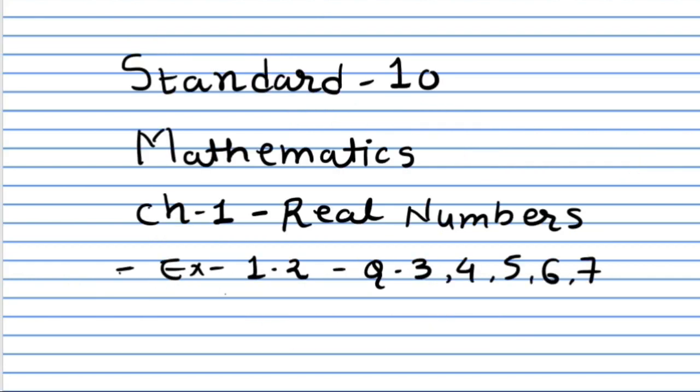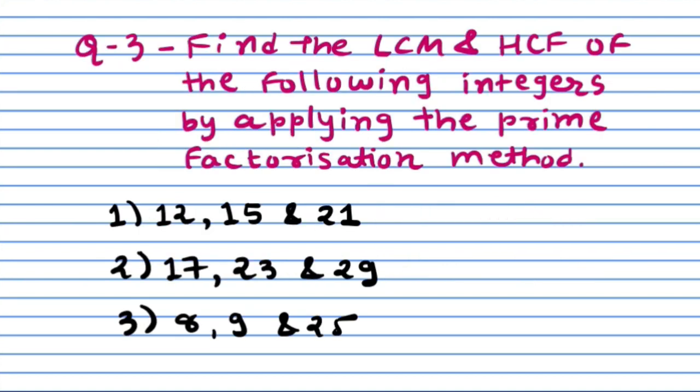Today we are going to study Standard 10 Mathematics, Chapter number 1, Real Numbers, Exercise 1.2, Questions 3, 4, 5, 6 and 7. So let us begin with question number 3. The question is: find the LCM and HCF of the following integers by applying the prime factorization method. Now let us see the solution of question number 1.